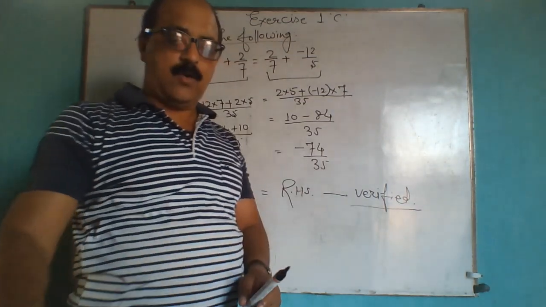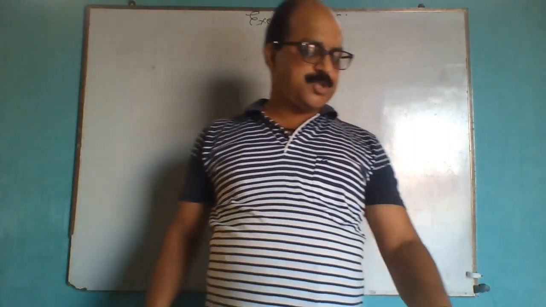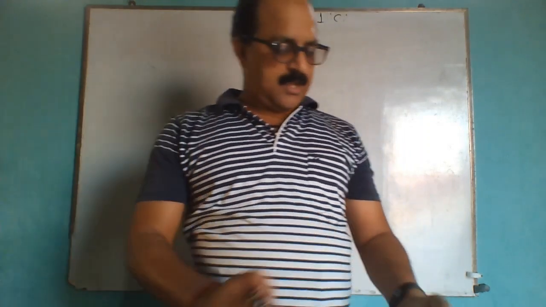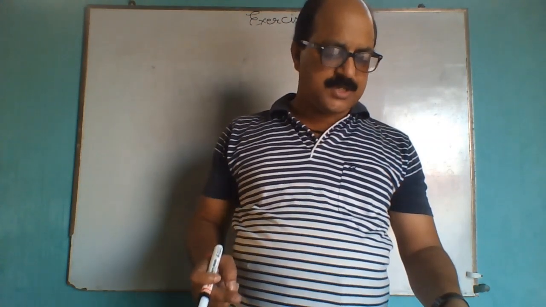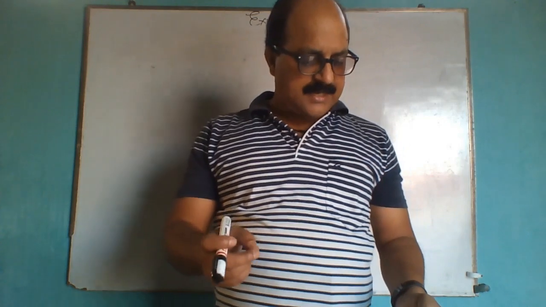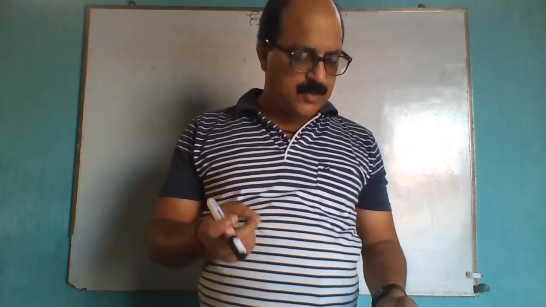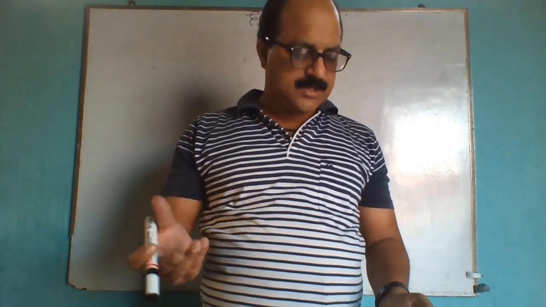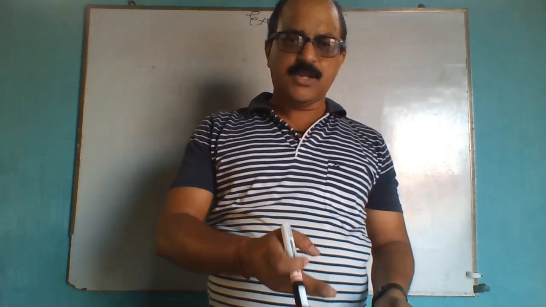Now question number 4 is related to the property of commutative law. You can easily solve it like the previous question number 3. And here question number 5, minus 3 by 17 plus minus 12 by 5 is equal to minus 12 by 5 plus what? So minus 3 by 17 is not written there. So this one is the answer.